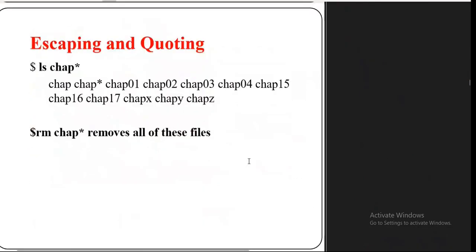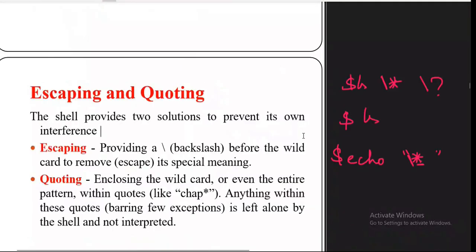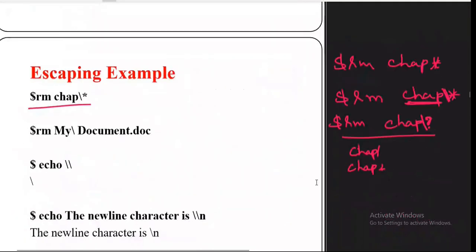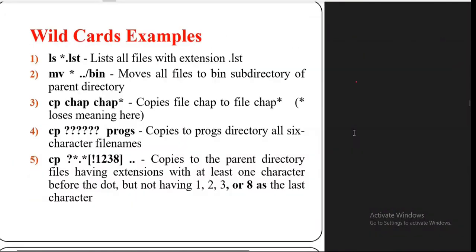Okay, similarly we have discussed escaping and quoting. Whenever you want to turn off the meaning of the meta characters, we'll use escaping, that is backward slash, and also you can use the single quote. So I'll just stop about this because we have discussed it in the last class.